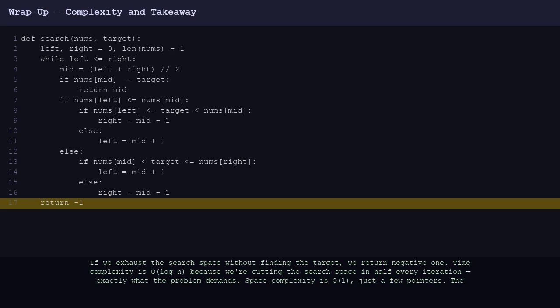Time complexity is O(log n), because we're cutting the search space in half every iteration, exactly what the problem demands. Space complexity is O(1), just a few pointers. The takeaway? In a rotated sorted array, one half is always sorted, find it, check if your target's there, and eliminate the other half. That's the whole game.